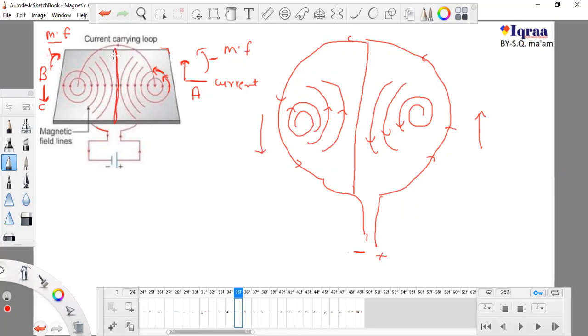Why does this line appear? Because it cannot go to this side, or to this side, or rotate like this, because it is in the middle. It is confused about where it should go. Should I go like this, or like this?